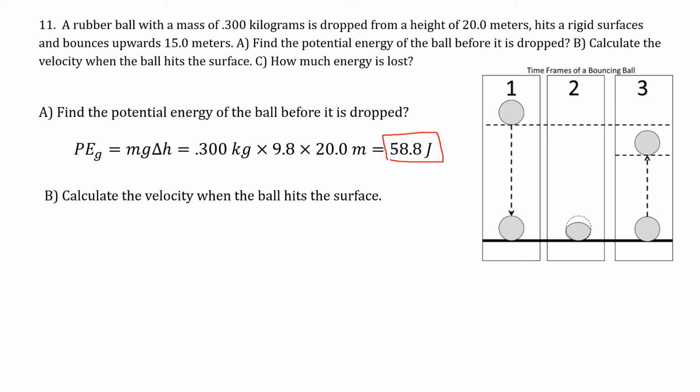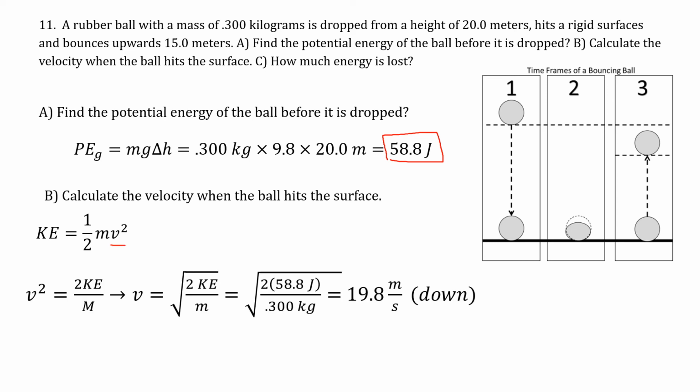Calculate the velocity when the ball hits the surface. Since it is conservative, potential energy is going to be equal to kinetic energy. So we use our kinetic energy equation, and we're going to solve for V. We solve for V and take the square root of 2 times the kinetic energy, which is basically this right here, divided by the mass, and we have our velocity, 19.8 meters per second down.